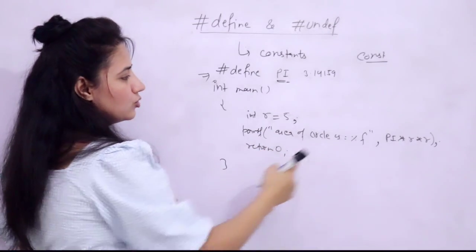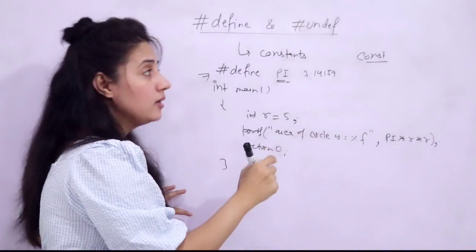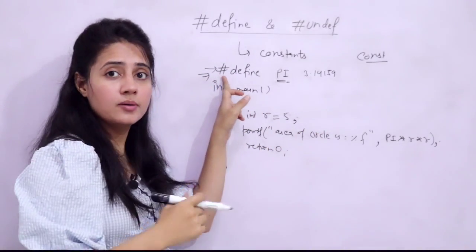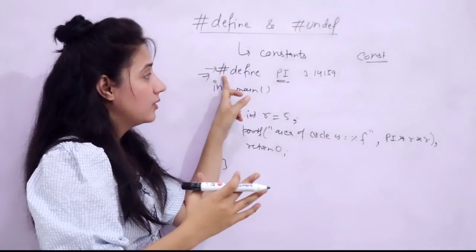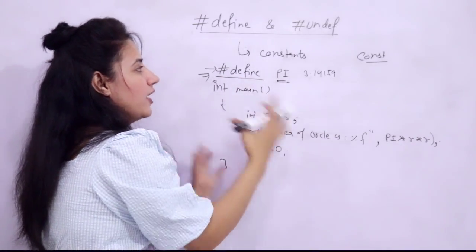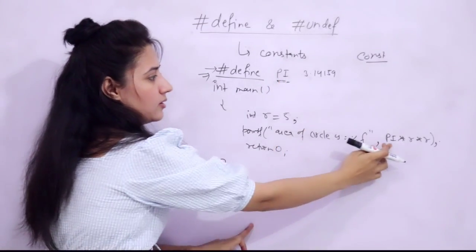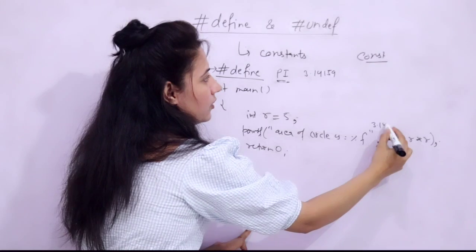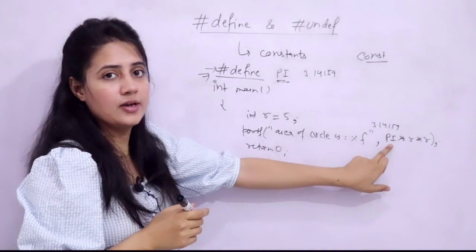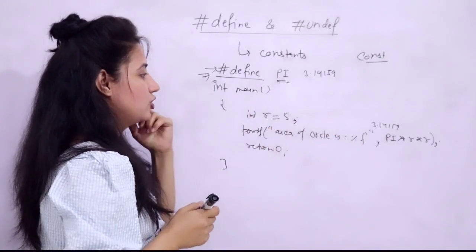Return 0. So at the time of pre-processing only, when you compile, pre-processing would be done, and whatever lines are beginning with hash would be processed by the preprocessor program, right? So if the preprocessor sees hash define, it means we are defining a macro. It means whenever in a program we write this pi, that would be replaced with 3.14159. Now the compiler will see this value, not pi, right? So this is the role of hash define.